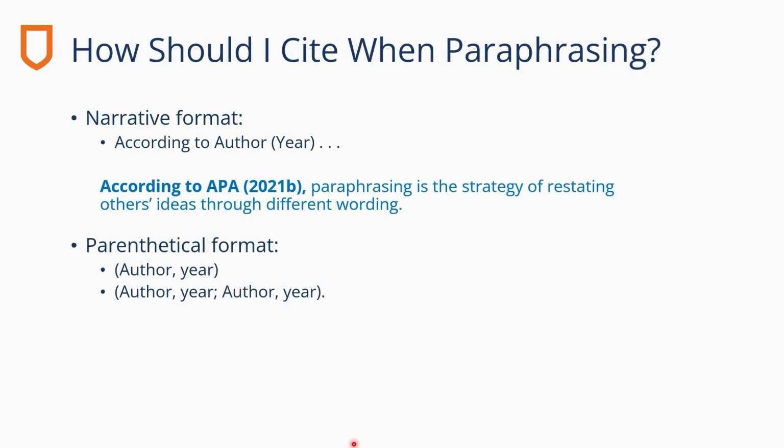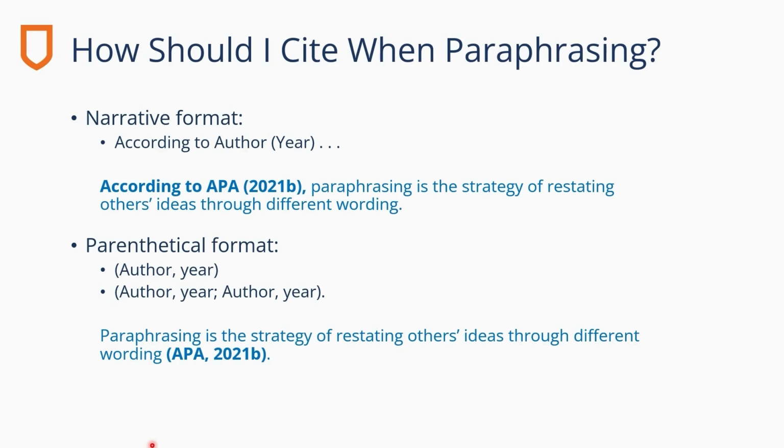If you want to cite several sources at once because they have all provided the same information or come to the same conclusion, you can separate each citation with a semicolon. And here's an example of a parenthetical citation. Provide the paraphrase, followed by the citation in parentheses at the end of the sentence.